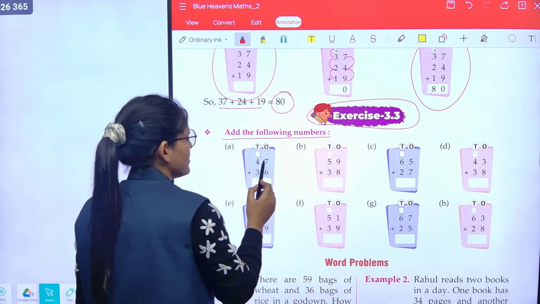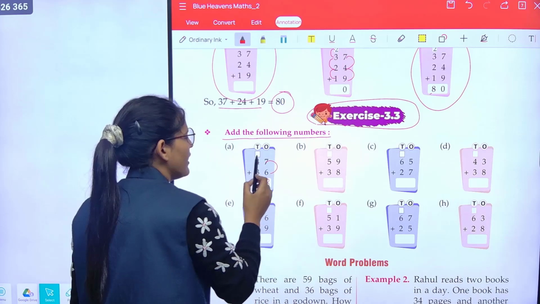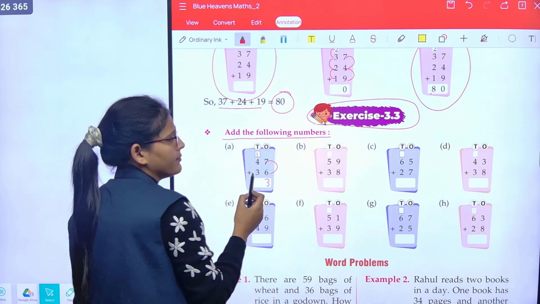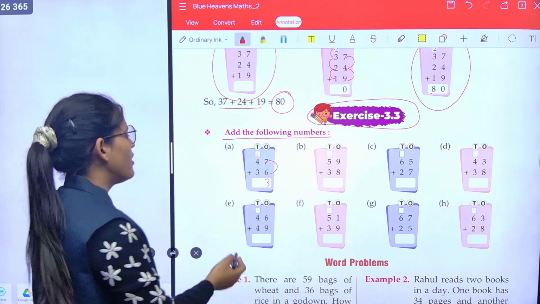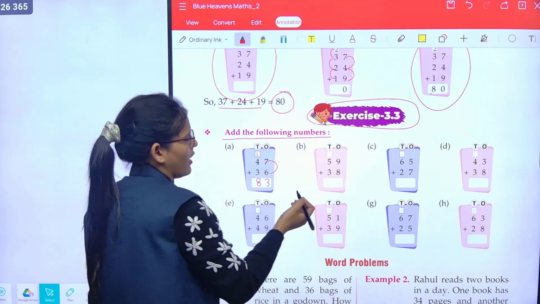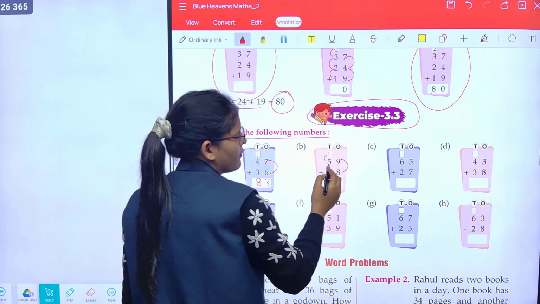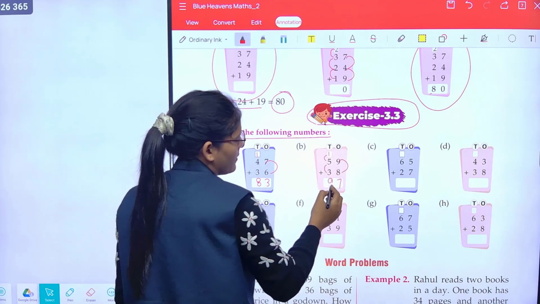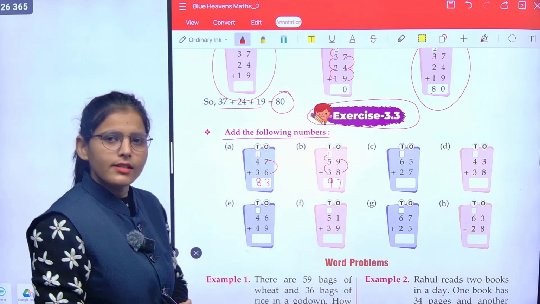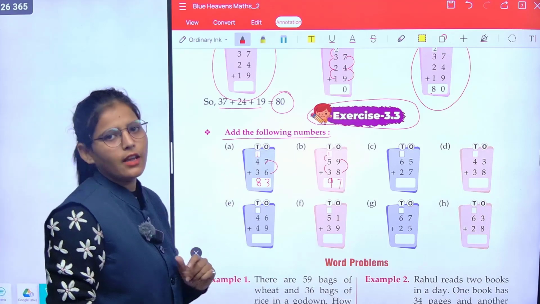Now come on the exercise 3.3. Add the following numbers. 7 plus 6, 13, carry 1. 1 plus 3, 4, 4 plus 4, 8. Now 9 plus 8, 17, 7, carry 1. 1 plus 5, 6, 6 plus 3, 9. Yes class, rest of the parts do yourself. Class, do the sums carefully.